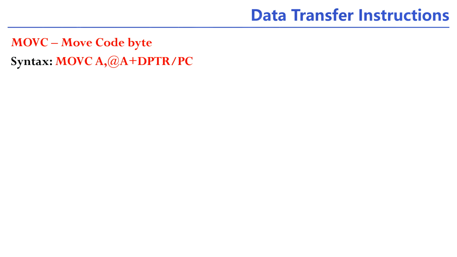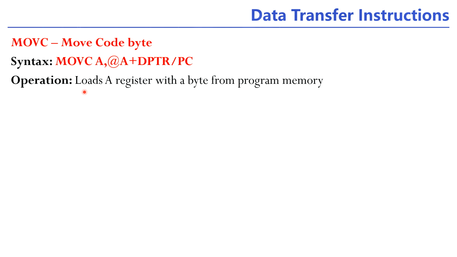MOVC, that is for code purposes, that is related to the ROM, right? We have already discussed it in the indexed addressing mode, but we will also discuss it here in detail. MOVC A, @A+DPTR. You remember, here you can use either DPTR or PC as you wish, you can decide. So the data is copied from this location and transferred into the accumulator, that is the indexed addressing mode. Operation of this, you see, loads a register with a byte from program memory. This data we can find from the program memory, that is the ROM.